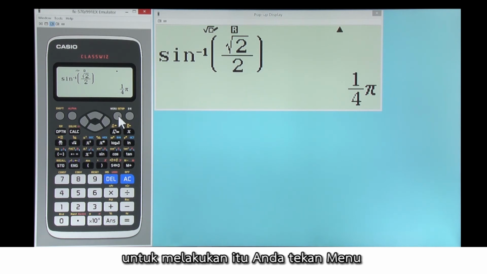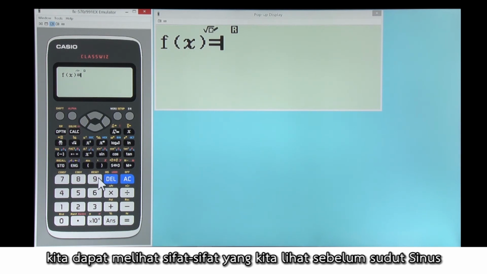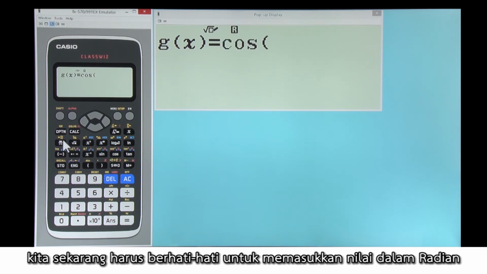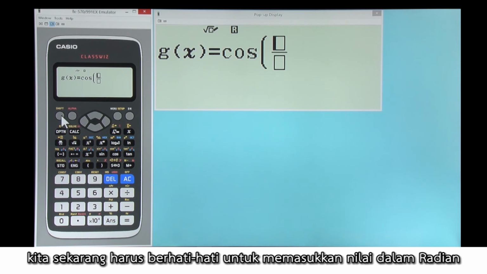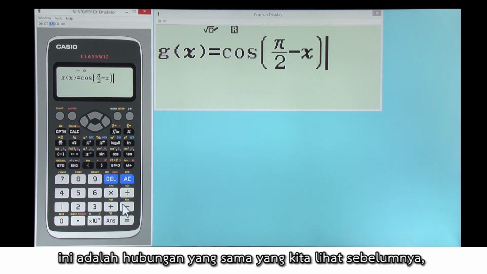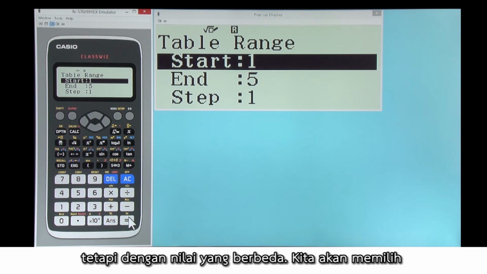To do that, if you tap menu and number 9 to draw a table of values, we can look at the properties we looked at before: the sine of an angle, and the cosine of the complement of the angle. Rather than 90 degrees, we now need to be careful to include the value in radians, which is pi over 2, subtract x. So this is the same relationship that we saw before, but with different values.